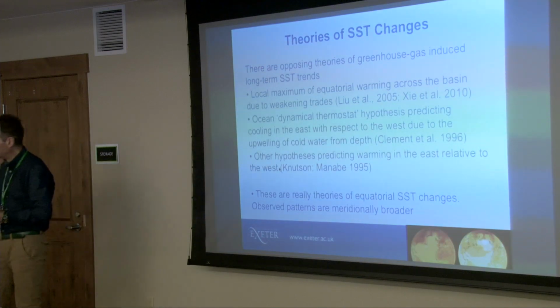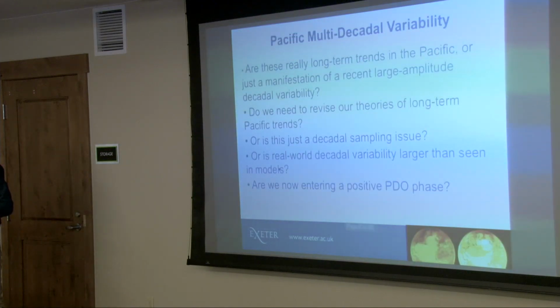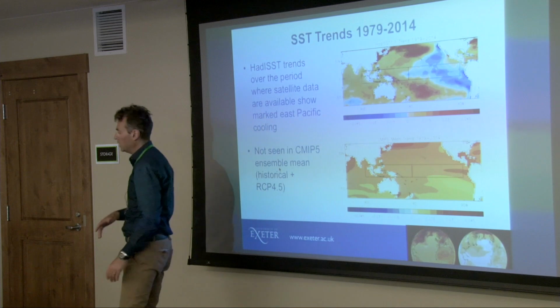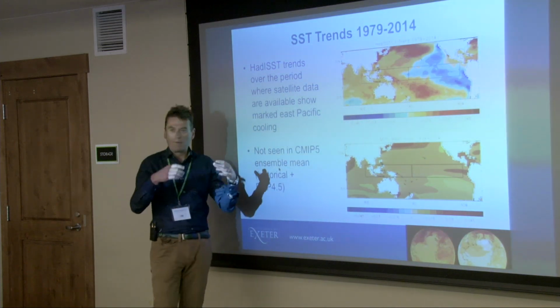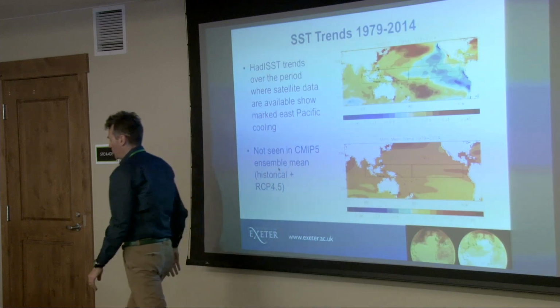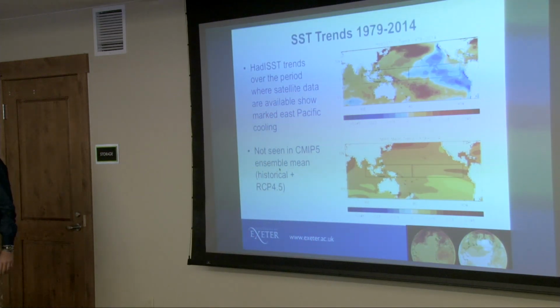This pattern, if I can go back, this pattern is broader than just an equatorial pattern. It has this subtropical component, and to me, it's suggestive of some sort of fairly large-scale atmospheric process, but that's just a hunch at this stage.